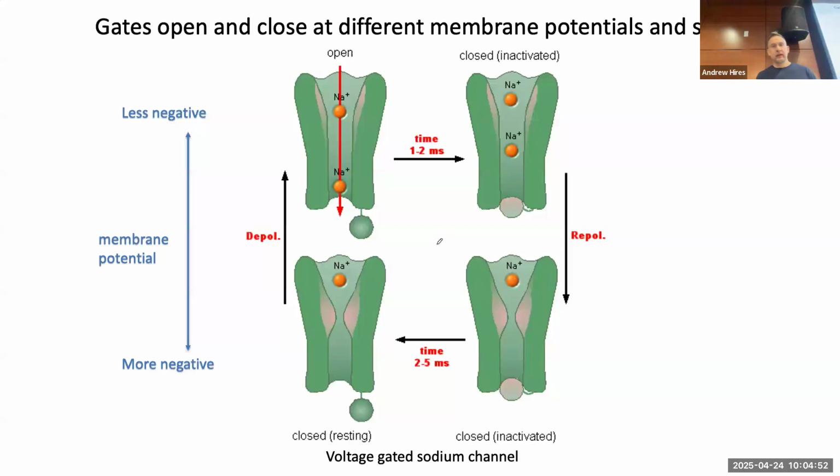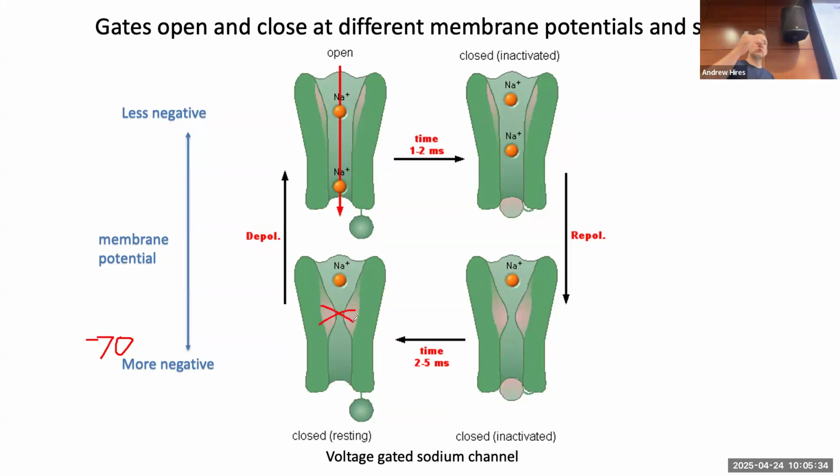So here's a little sketch of a voltage gated sodium channel. At rest, the resting membrane potential, we're down at, say, negative 70 millivolts. The normal state of a voltage gated sodium channel at rest is that it is closed. It's deactivated, because this activation gate is closed. Nothing can pass through here, right?